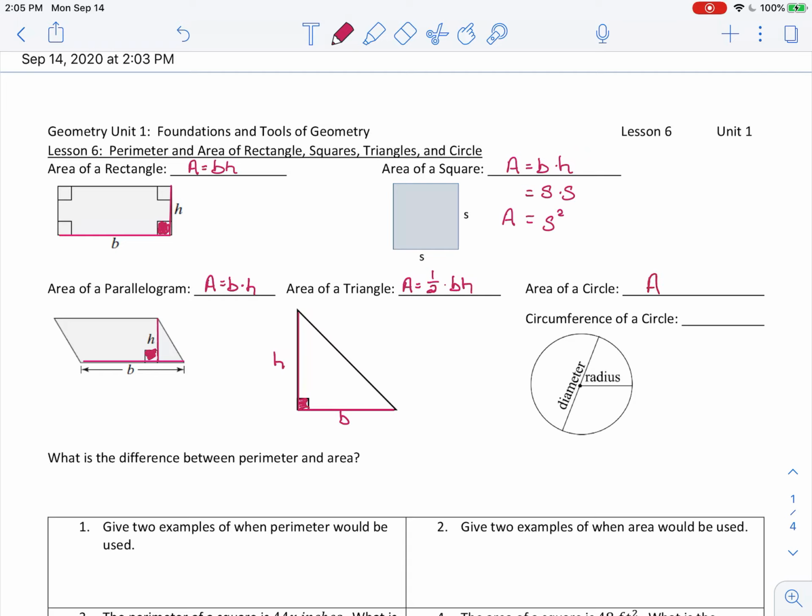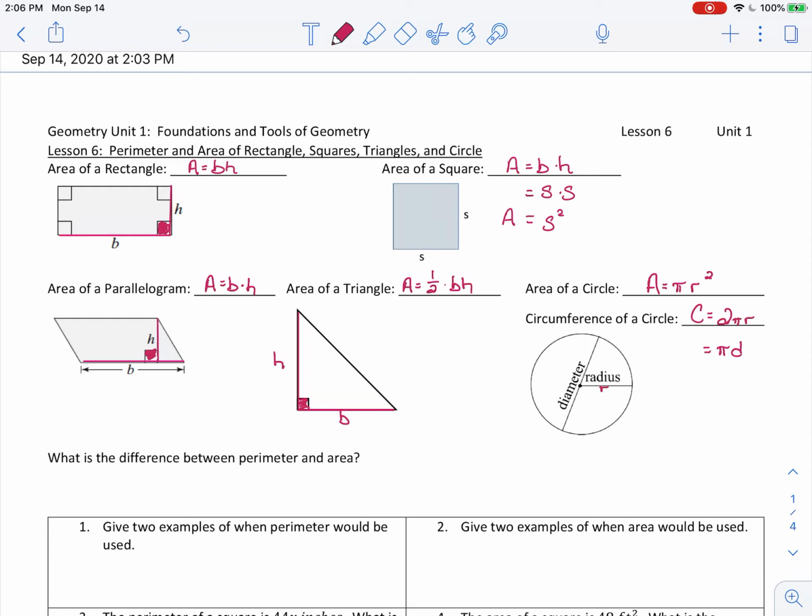Circles, you don't have to worry about that, because there are no right angles, there's no side lengths. The area of a circle is pi times r squared, where r is the radius. The circumference of a circle is 2 times pi r, or a lot of times some teachers will use pi times the diameter. We're not going to focus on the circles today.